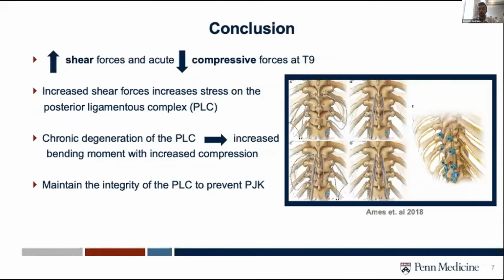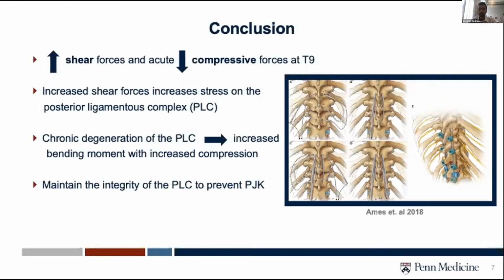Our analysis showed that multi-level fusion used in surgery for adult spinal deformity causes an increase in shear forces and a decrease in compressive forces at the T9 vertebra. Altogether, the increased shear forces and decreased compression at the proximal adjacent segment may increase stress on the posterior ligamentous complex, facilitating the development of PJK.